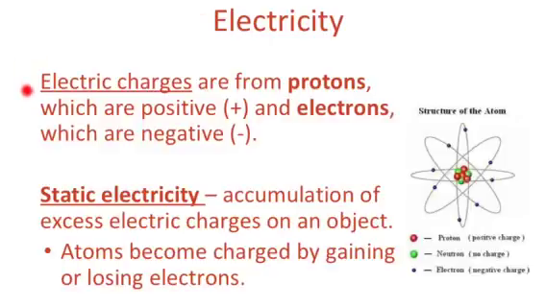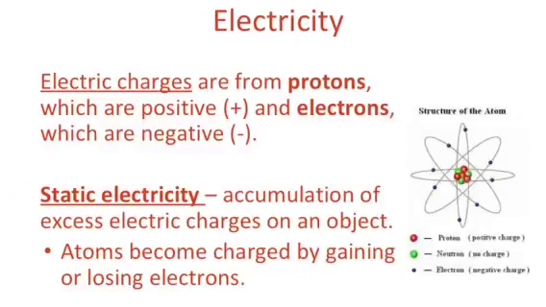All right, our first vocabulary word for this section is electric charges. Electric charges are from protons, which are positive, and electrons, which are negative. Okay, so electricity and electric charges is all really about the structure of the atom. Remember, protons are found in the nucleus of an atom, and they're positively charged. Electrons are found outside the nucleus of an atom, and they are negatively charged.